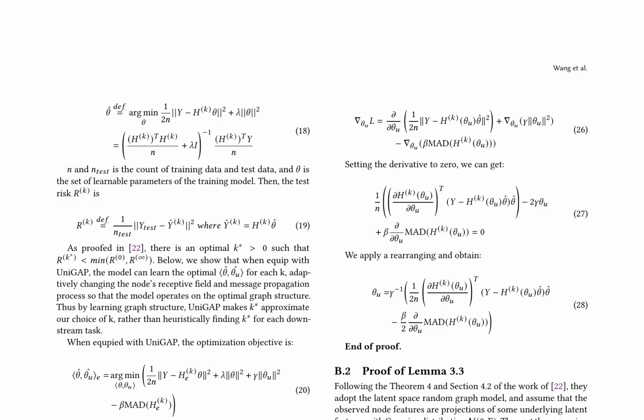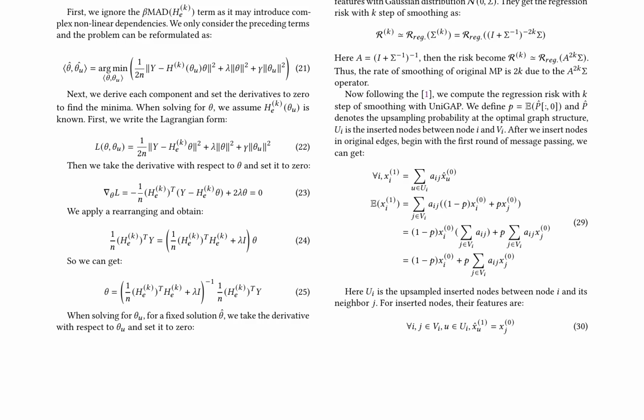The authors also provide a proof of lemma 3.3, which adopts the latent space random graph model. They assume that the observed node features are projections of some underlying latent features with a Gaussian distribution. The regression risk with k-step smoothing is derived, and the rate of smoothing of the original MP is shown to be 2k.